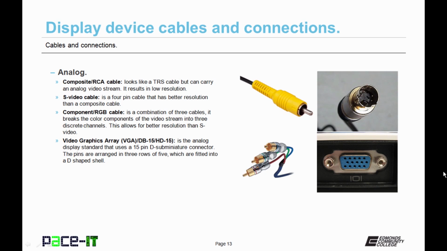Moving onward and upward, we have the component or RGB cable. Now, this is a combination of 3 cables. It breaks the color components of the video stream into 3 discrete channels. This allows for better resolution than S-video and composite. And finally, we have the VGA, the Video Graphics Array, which can also be called a DB15 or an HD15. Now, this is an analog display standard that uses a 15-pin D-subminiature connector. That's the DB15 connector. The pins are arranged in 3 rows of 5, which are fitted into a D-shaped shell.